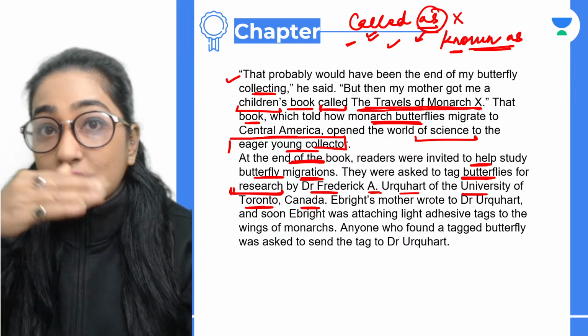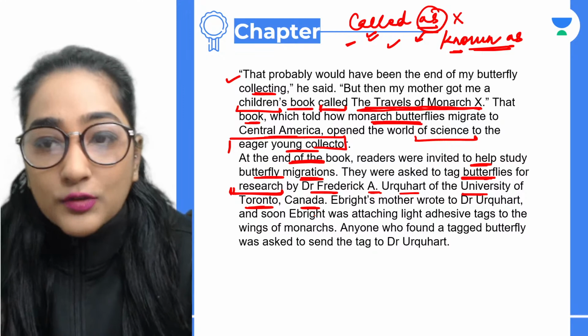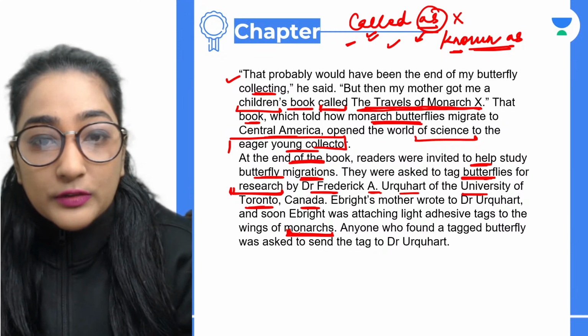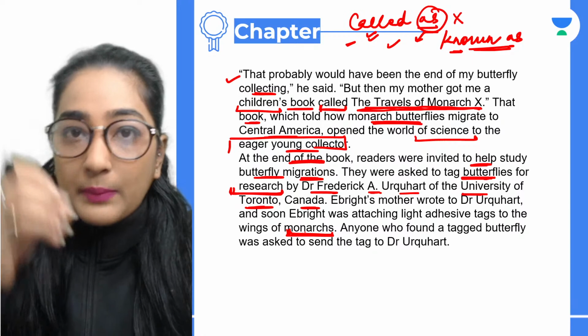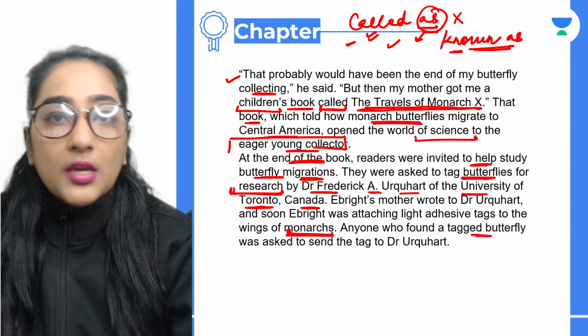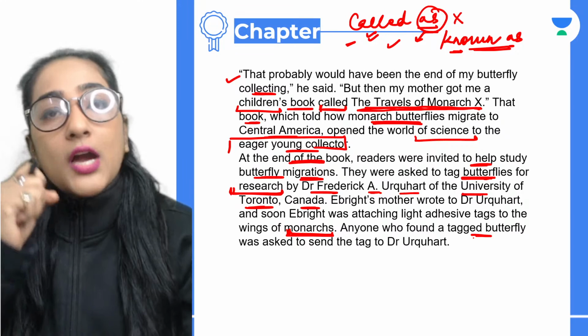So there they put it on the wings of monarchs. So monarchs basically refers here to a species of butterflies. So they put a little Fevicol on its wings, stuck the tag, and sent it off. All right. And anyone who found a tagged butterfly, at the university the rule was that whoever found a tagged butterfly from somewhere, what did they do? They would send it straight to Dr. Frederick.